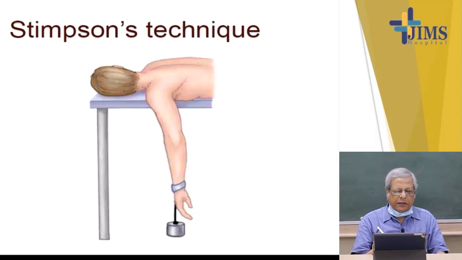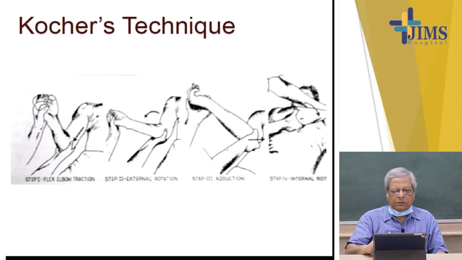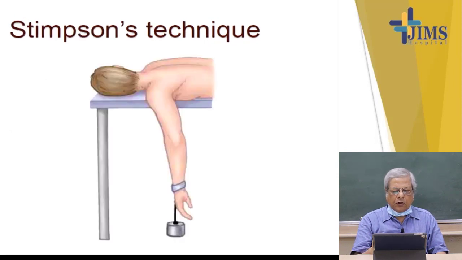This is another method, Stimpson's technique. If the patient can relax adequately, lies prone, a 5 to 10 kg weight is hanging from here, which gives traction, and the scapula and the glenoid are stabilized on the table. After maybe some simple maneuvers here, or maybe in some cases of recurrent dislocation, they may get spontaneously reduced.